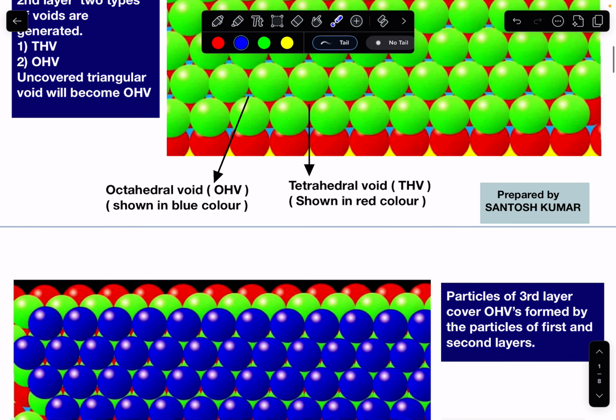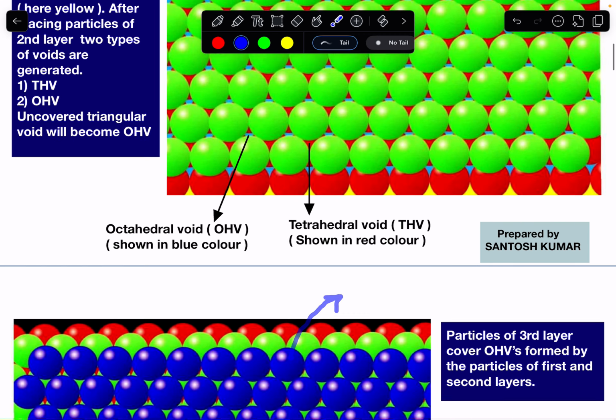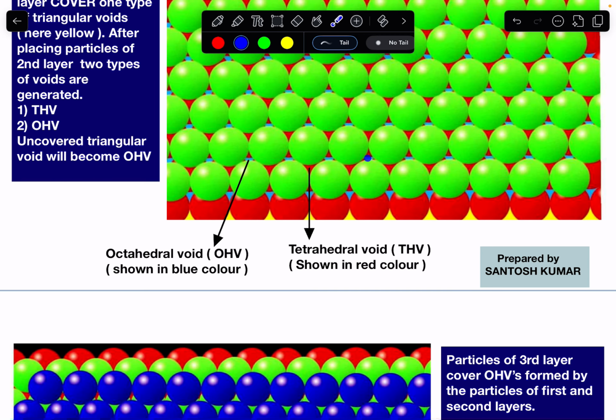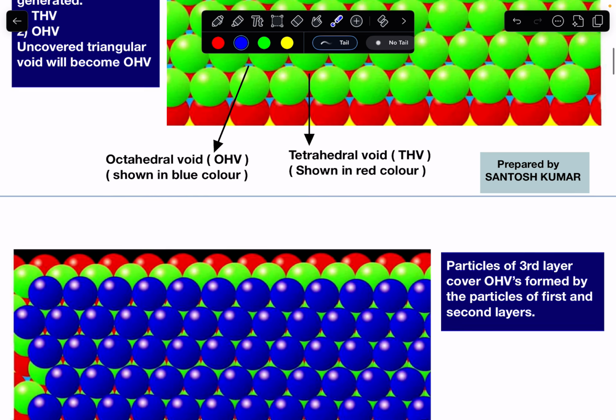These are the particles of the third layer, the particles of the first layer, the particles of the second layer, and the particles of the third layer. And these particles of the third layer are covering octahedral voids. So here these are covering octahedral voids, not tetrahedral voids, octahedral voids. So the particles of the third layer cover octahedral voids produced by first and second layer particles.